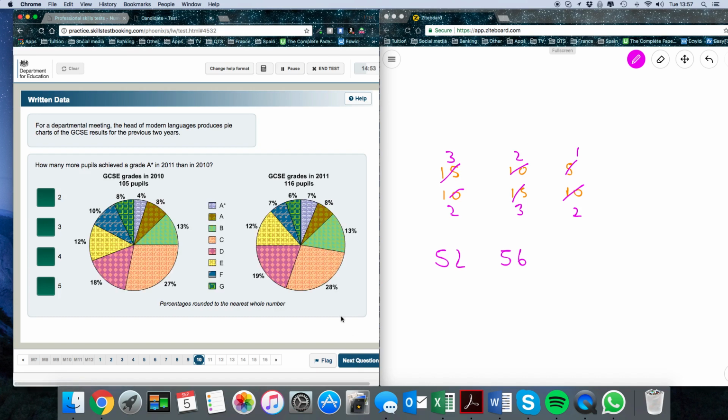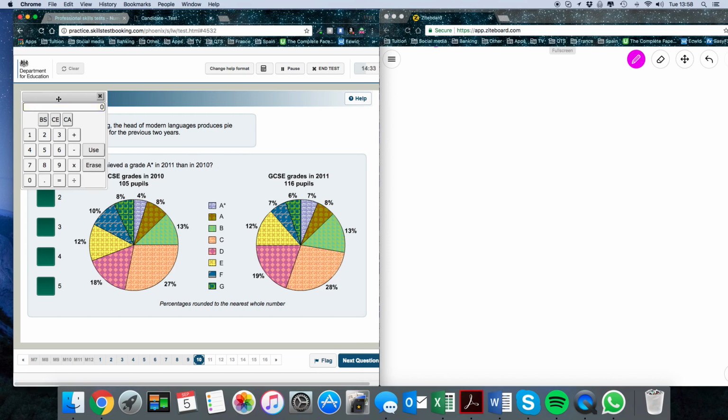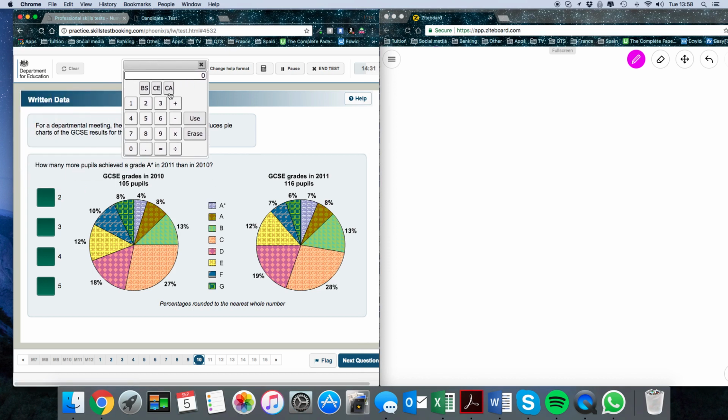Okay, exactly the same pie charts, but the question is completely different. The question now is asking us for numbers of pupils, so we've got to actually do some percentage work here and use our calculator. We're only looking at one grade this time, A star, so the blue, 4% in 2010. I'm going to show you the quickest, easiest, most sensible way to get 4% of a number. From your mental maths knowledge, you know that 4% is 0.04. Use it, and you just do a multiplication.